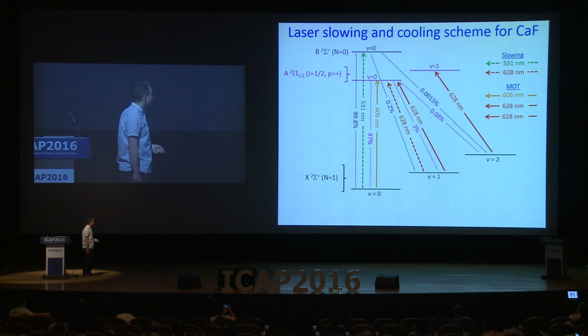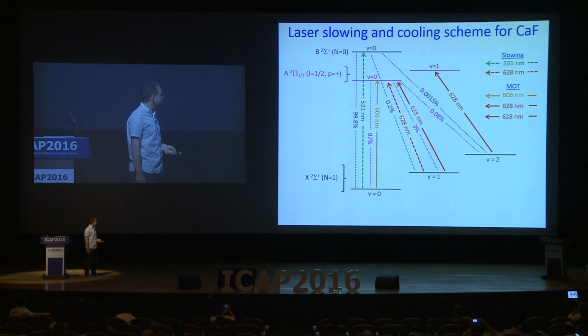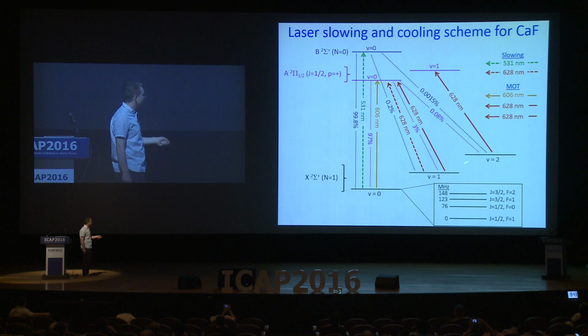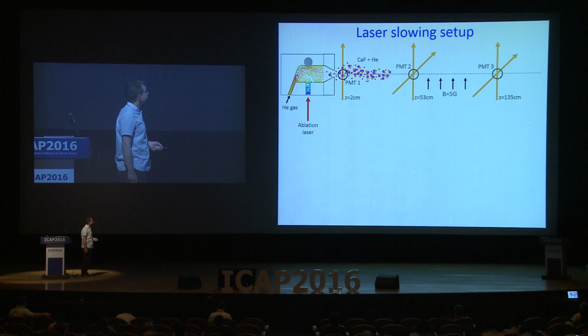And then a subtlety, which Dave already told you about, is that each of these vibrational states has hyperfine structure. There are 4 hyperfine components, which in the case of calcium fluoride are these radio frequency intervals here. And we have to apply radio frequency sidebands to each of these lasers in order to address all 4 hyperfine components of the transition. And we do that using a combination of acousto-optic and electro-optic modulators. So that's the scheme that we use.